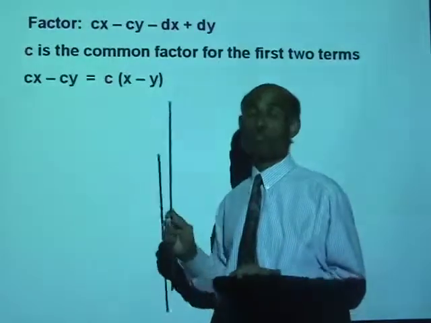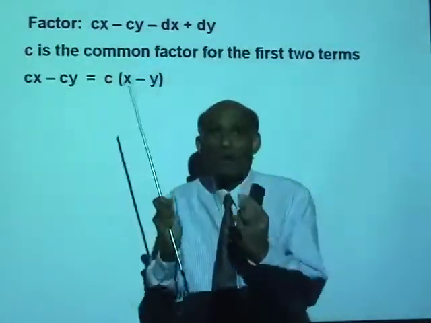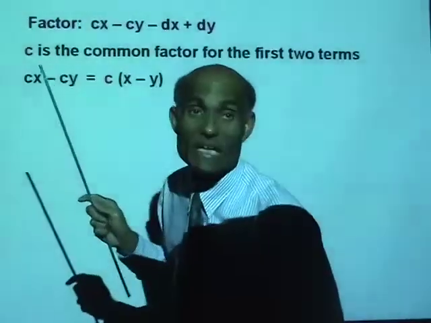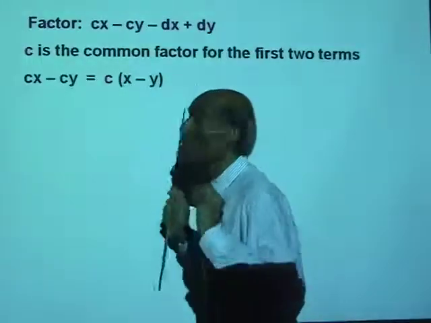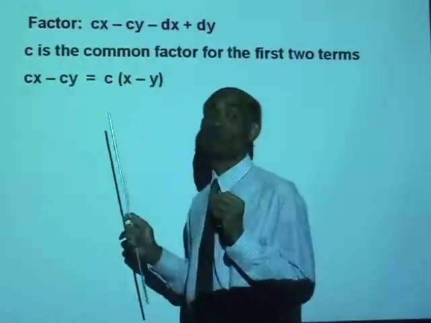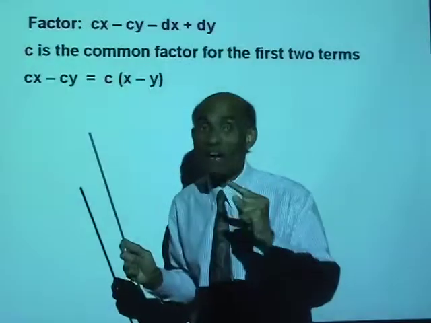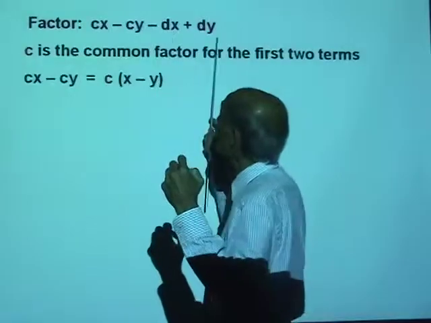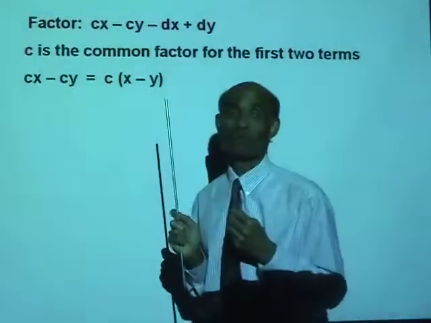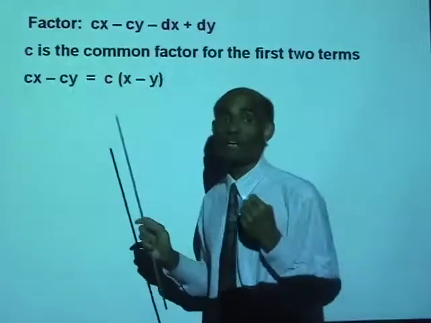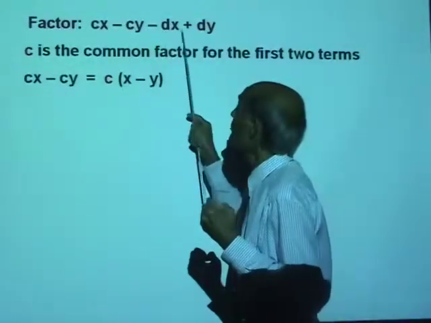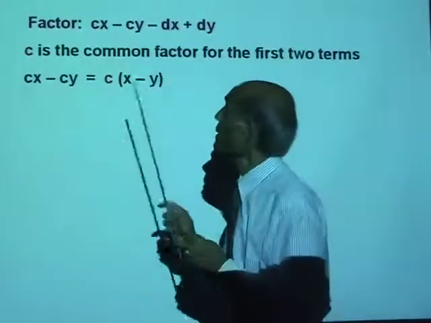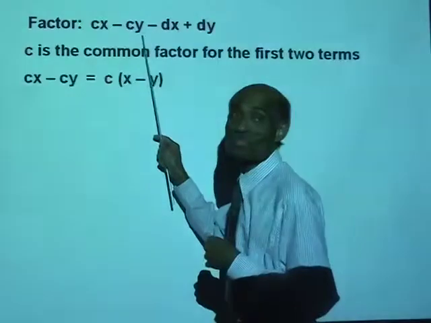Now, when you do this, you must get a clue out of this. What is the clue? We have produced an x minus y term in the first group. That means we are doing factoring by grouping. We should expect an x minus y from the second group also. And once you keep that in mind, you must know what common factor to take in the last two terms.